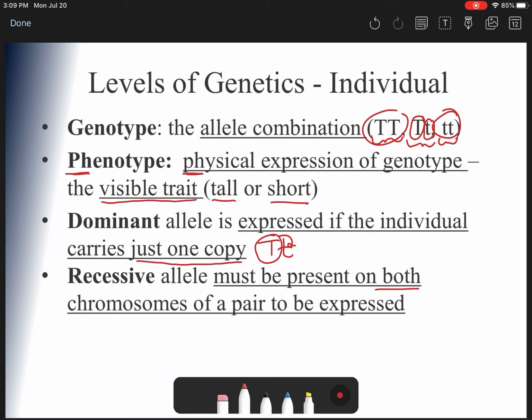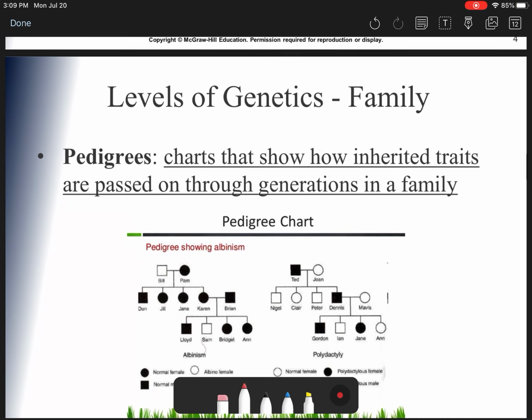Recessive alleles, you have to have both of them. They have to be present on both chromosomes for it to be expressed. In other words, little t, that's the only way. So if somebody has a recessive trait, we would be able to know what their genotype is. Now, you wouldn't be able to tell somebody's genotype if they had a dominant trait because they could be big T, little t, or they could be big T, big T. So these are some more terms that you'll need to know throughout the course of genetics.